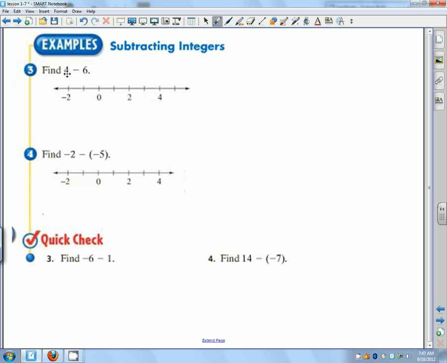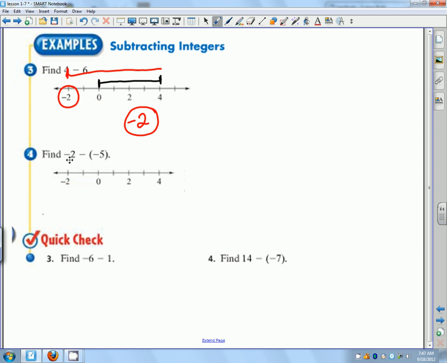So let's try these on the number line. Find 4 minus 6. So I'm going to start at 0. I'm going to go up 4 to here. And then I am going to subtract 6. Subtract 6, that gets me to negative 2 is my answer.